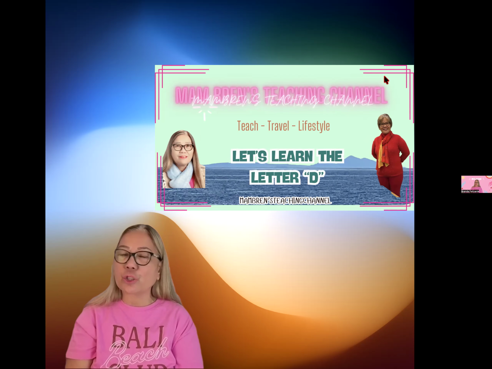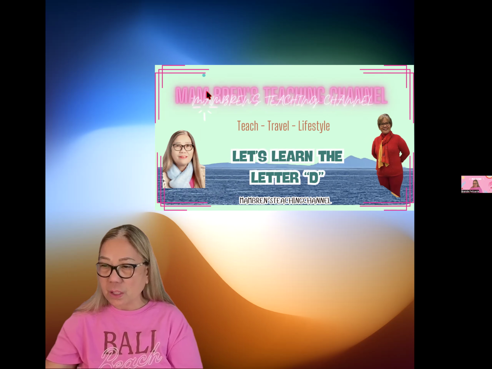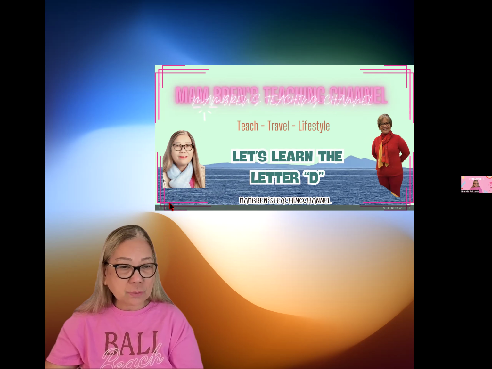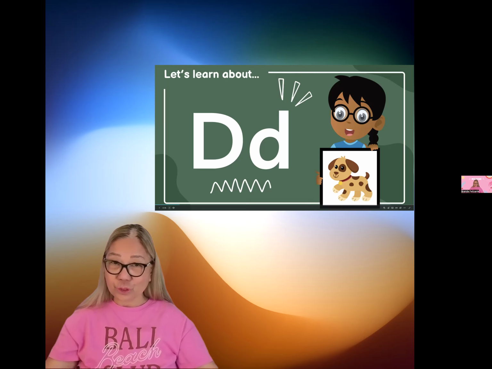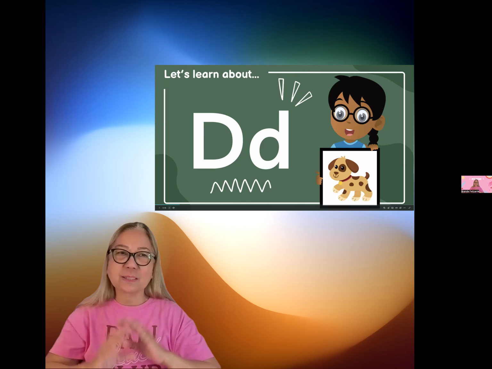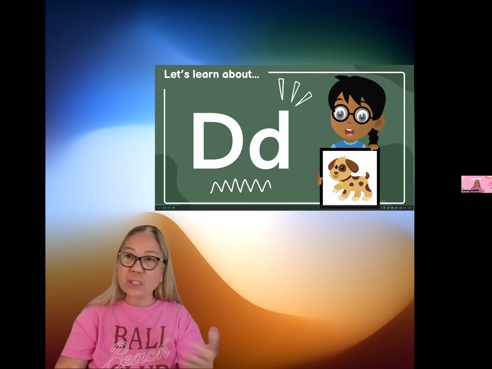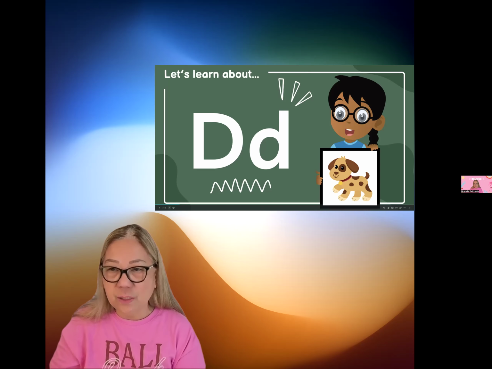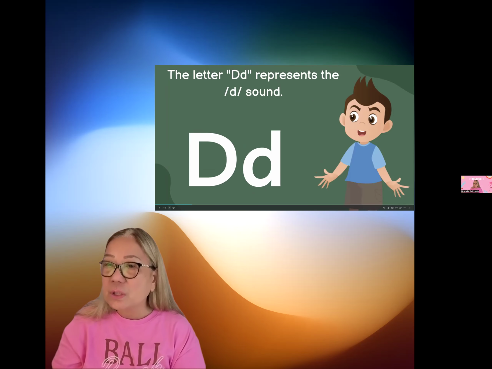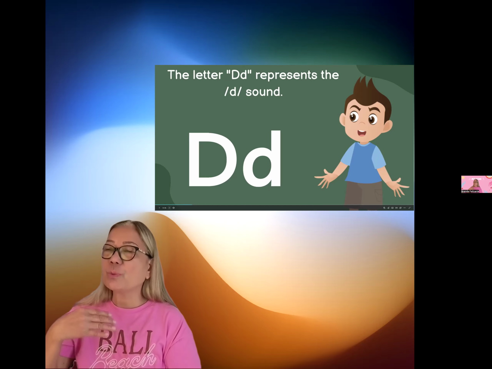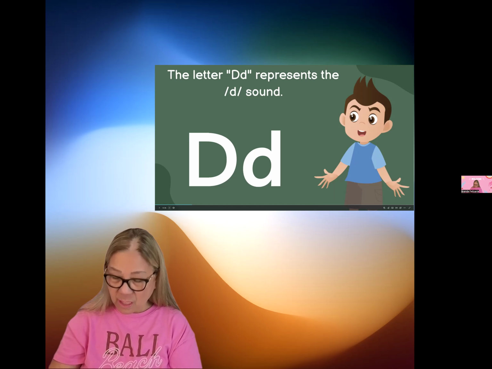Today we will learn the letter D. All right, the letter D is for dog. If C is cat, of course D is dog. So let's learn about the letter D. The letter D represents the D sound. So if you have the B, this one you have the D sound.